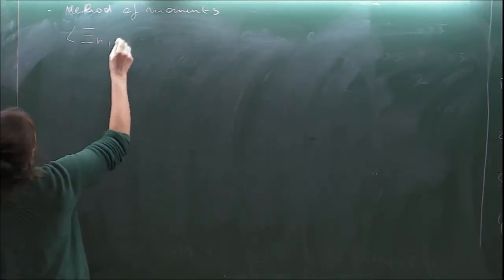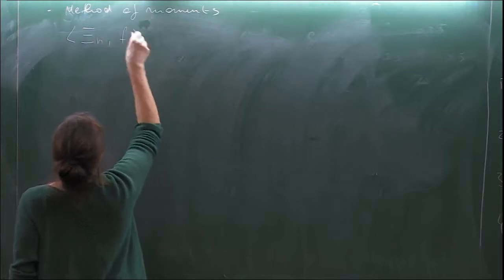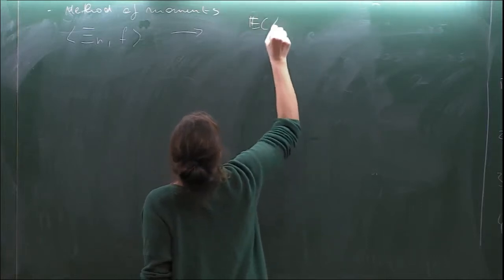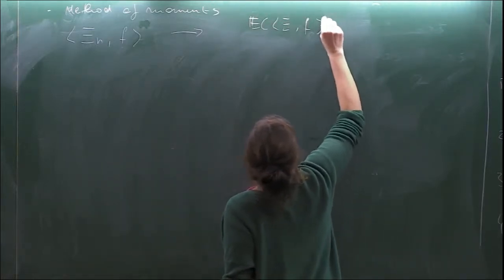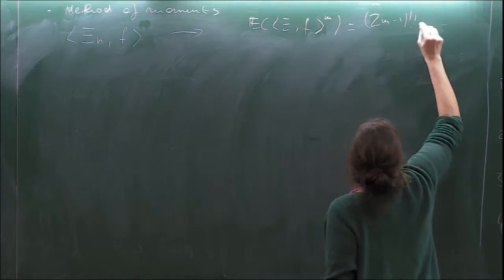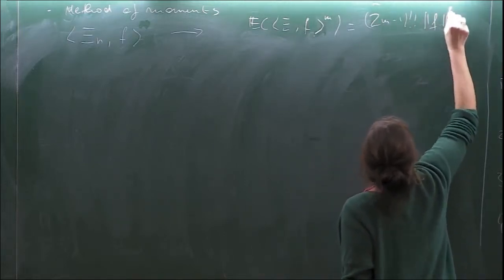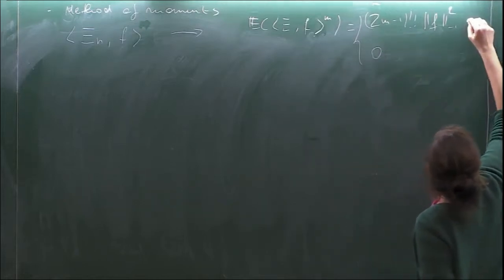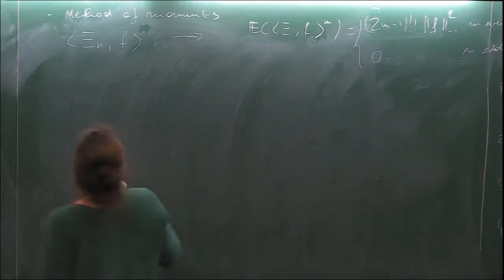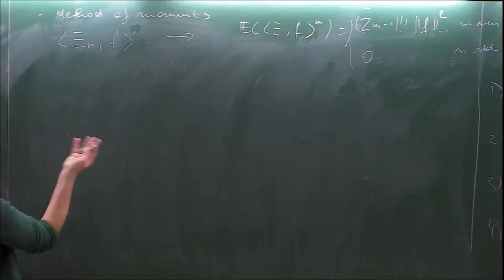So by a method of moments, you can prove that the moments of this random variable converge to the right ones, namely that you want this to be equal to 2n minus 1 double factorial, and then your norm, let's say we're in the nearest neighbor case, if m is even, and 0 if m is odd. Okay? So let's just look at the second moment and you will see what kind of things will pop out.